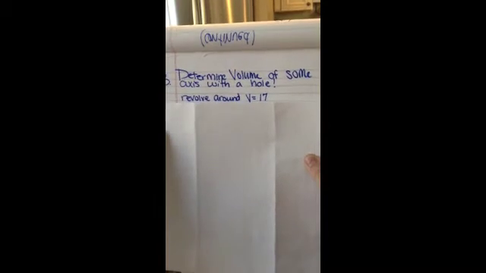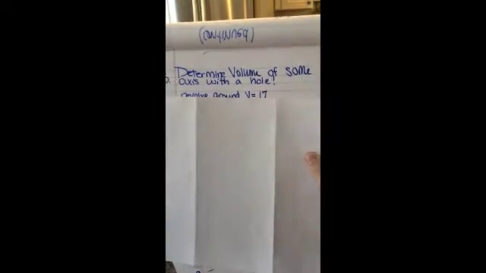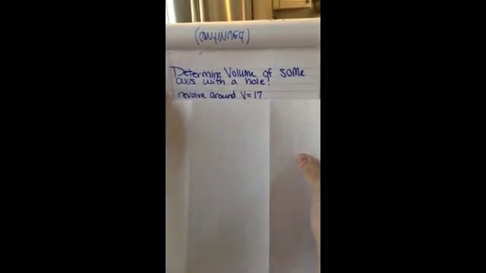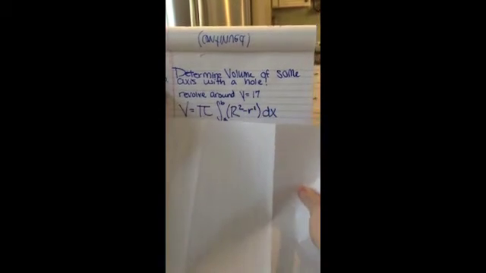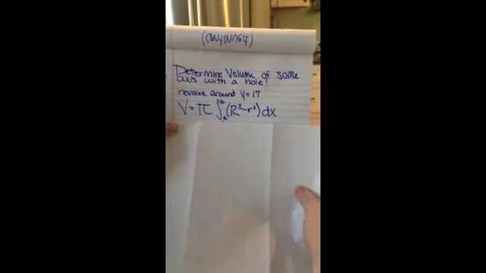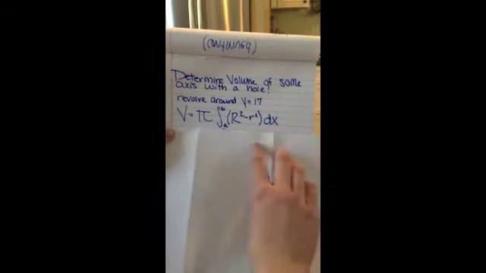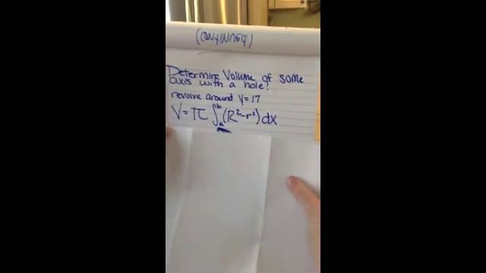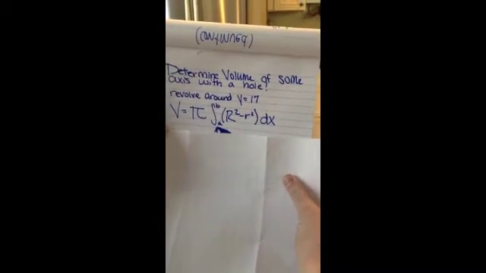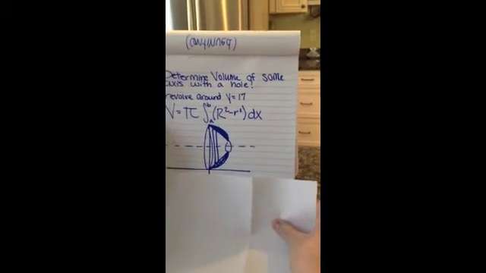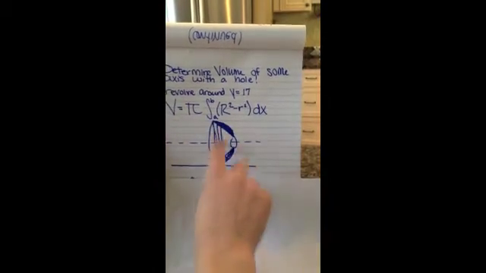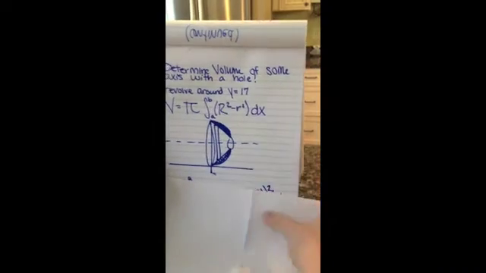Okay, so part B is to determine a volume of some axes with a hole. So we're going to revolve the area around y equals 17. So this is what your basic volume integral is going to look like. You're going to do the big radius minus the small radius dx. So this is what the graph's going to look like. Then there's your dx right there.